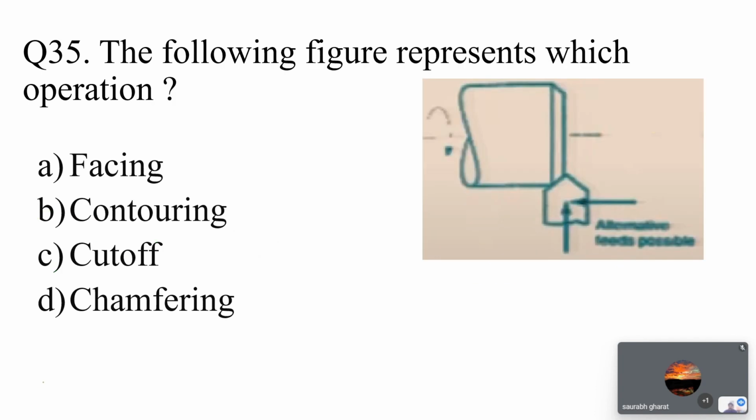The following figure represents which operation? Here we are creating a 45-degree angle so that it guides to the center when inserting for assembly. To assemble, this chamfering is provided. So this will be chamfering. It is not facing.